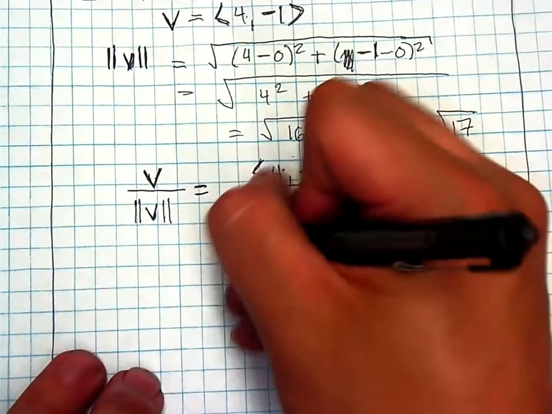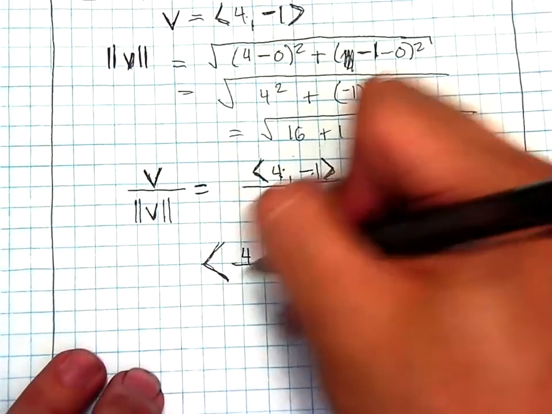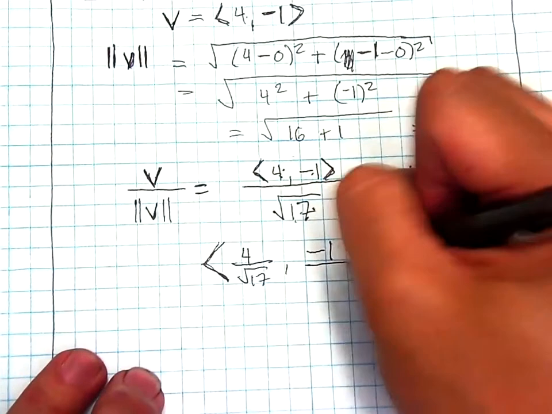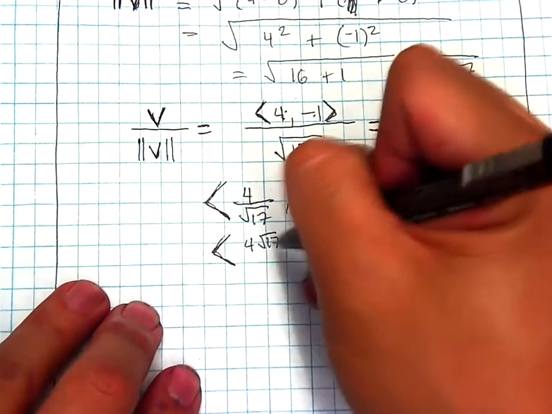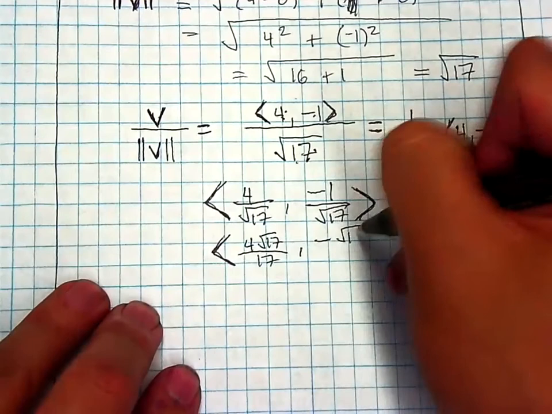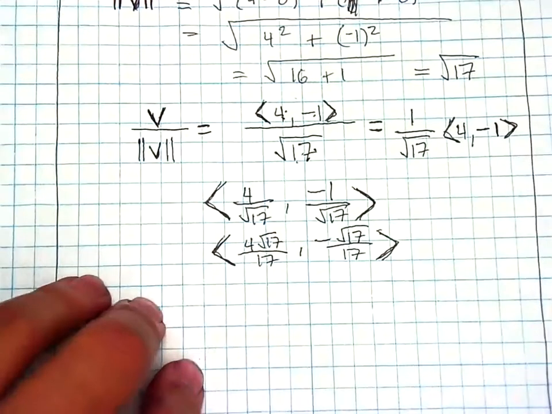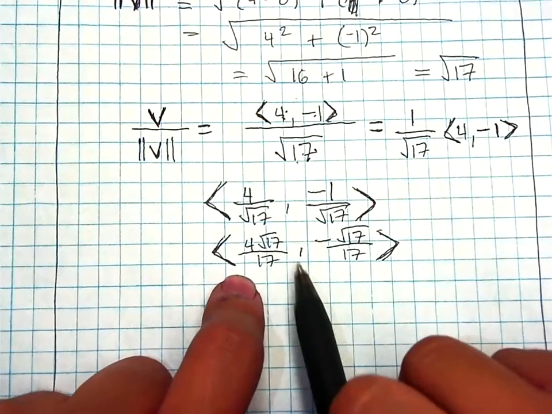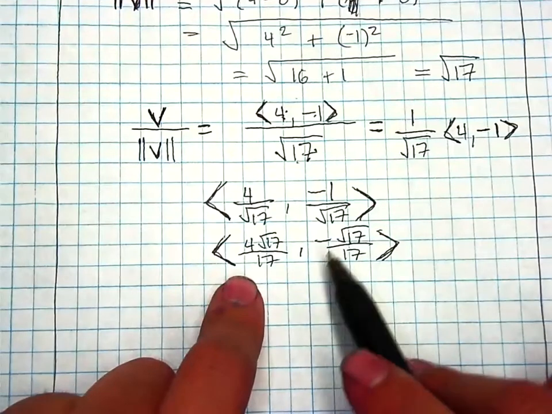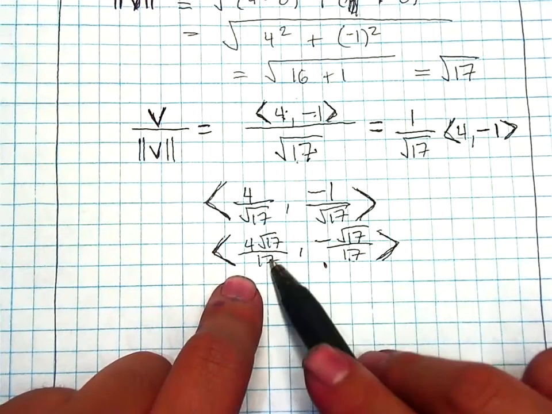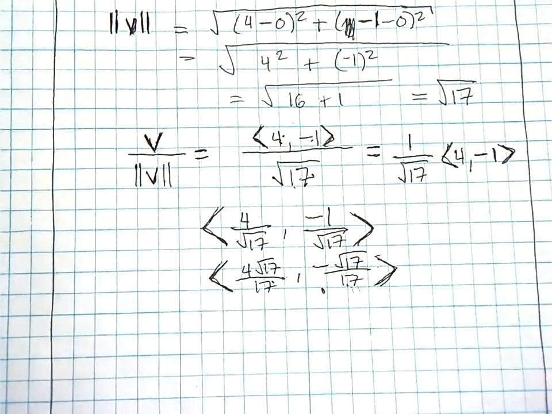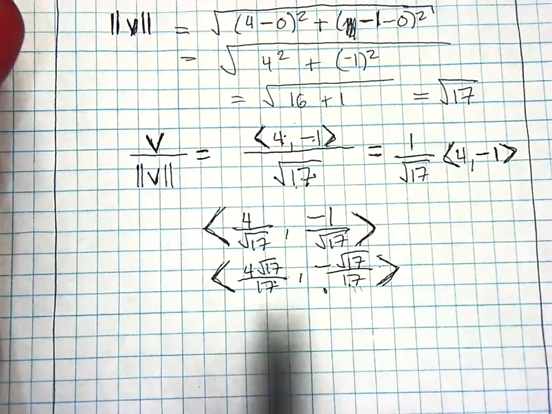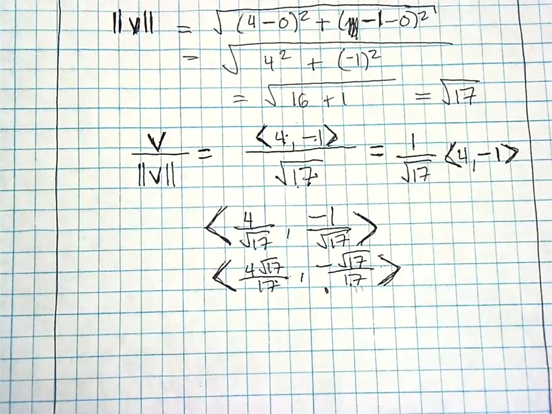So I'm going to distribute it. And my new component form will be <4 over the square root of 17, -1 over the square root of 17>. And because we are supposed to rationalize it, I'm going to multiply the top and bottom of each one by the square root of 17. So I have <4 square root of 17 over 17, negative square root of 17 over 17>. Right? So that would be the component form of my unit vector. If you find the magnitude of this component form, so in other words, I'm going to do this minus 0 squared, this minus 0 squared, and I do all of that math using the distance formula, my answer, the magnitude for this guy, should be 1. And that is the unit vector.